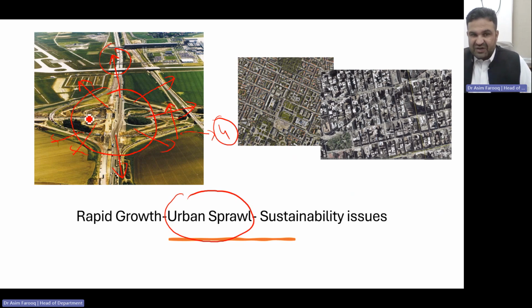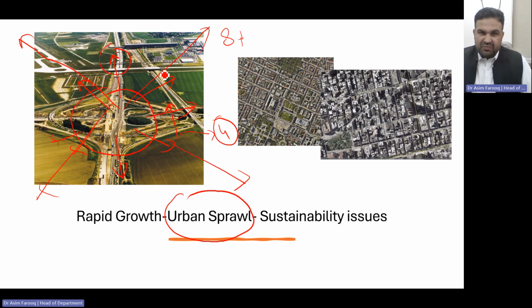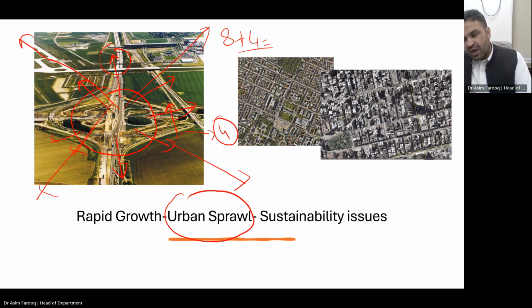So after maybe 10 or 15 years, now we need to build a road in that direction. Now we need another one in that direction, and in that direction, and so on. So maybe after again 30 to 40 years, after 8 lanes, we might need 4 more lanes as well. Okay. So this is the concept of how rapid growth and urban sprawl, in the future, might lead us to face sustainability problems. Now the question is, should we not build more roads, or should we reduce the population? What should we do? So this is the concept which we will try to understand through different examples.